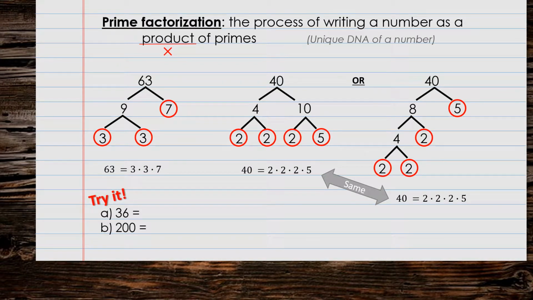So here's a couple of try it problems. For A, try to do the prime factorization for 36. For B, do the prime factorization for 200. For A, I hope you found 2 times 2 times 3 times 3. Again, the order is not important. Just make sure you have those factors. And for B, I hope you found 2 times 2 times 2 times 5 times 5.